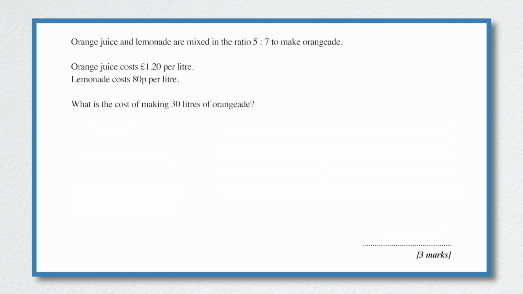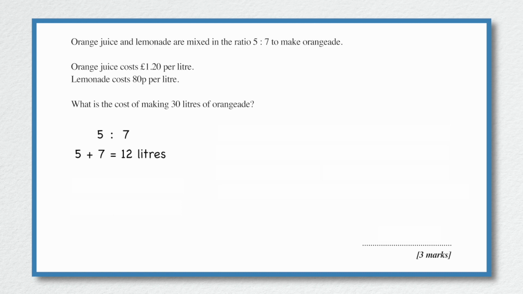It's slightly different to the previous questions where we could find the answer through writing down equivalent ratios. Let's have a look at the question. The recipe of orangeade is 5 parts orange juice to 7 parts lemonade. That's a total of 12 parts. 5 add 7. So if we bought 5 litres of orange juice and 7 litres of lemonade, we would have 12 litres of orangeade. So how can we use this to help us?